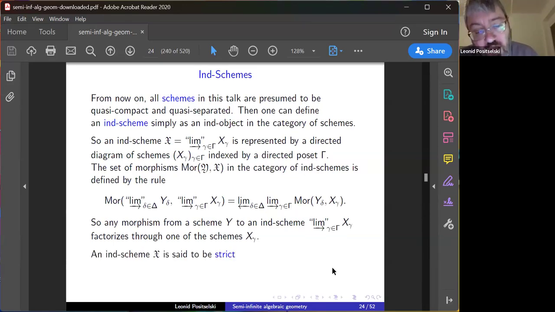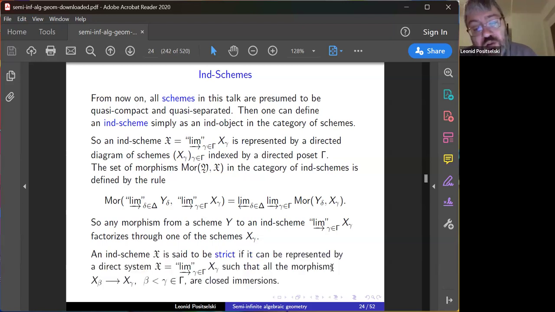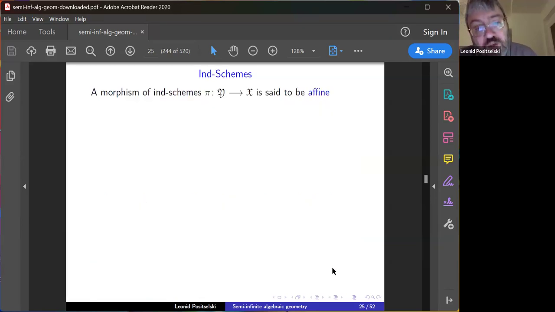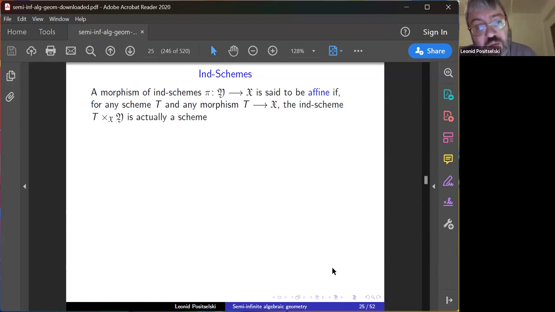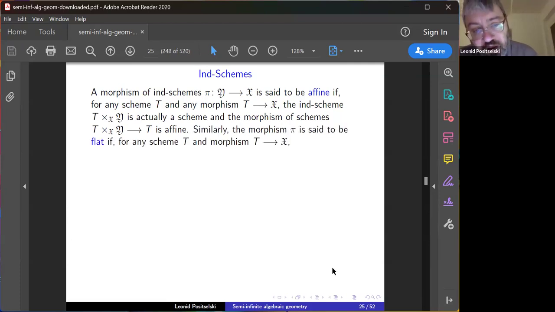An ind-scheme X is said to be strict if it can be represented by a direct system such that all the morphisms in the direct system are closed immersions. We will assume all our ind-schemes to be strict, that's the usual assumption. A morphism of ind-schemes is said to be affine if for any scheme T and any morphism from T to X, the ind-scheme T Cartesian product with X, Y is actually a scheme, and the morphism of schemes from the pullback to T is affine.